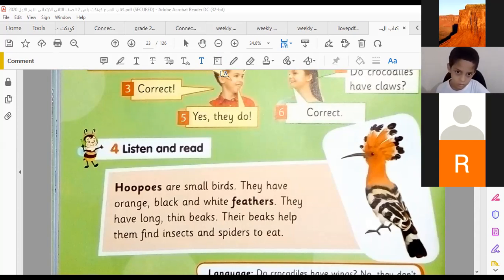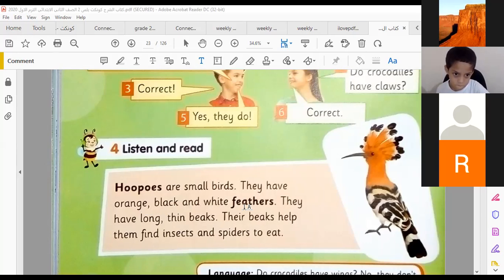Yusuf Haysel? Yes. Start reading from here, please. They have orange, black, and white feathers.